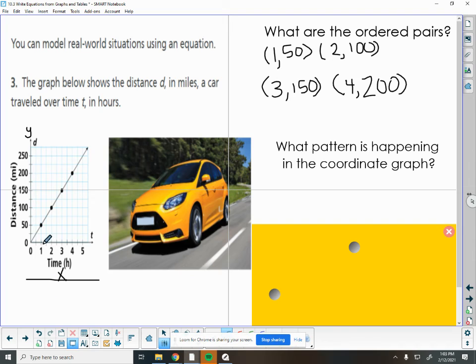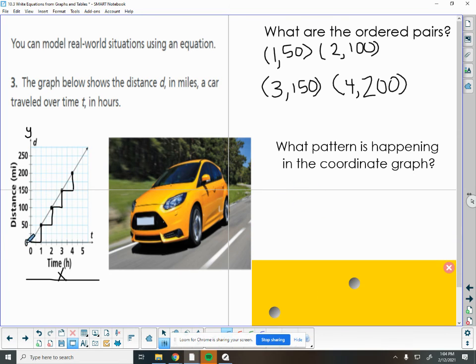Some things I notice is every time I drive 1 hour, it takes me 50 miles, right? 1 hour, 50 miles. 1 more hour, 50 miles. You see how these triangles are all exactly the same? That's telling me that it's a constant rate. They're doing the same thing over and over. So this unit rate triangle can prove that it is a constant rate.